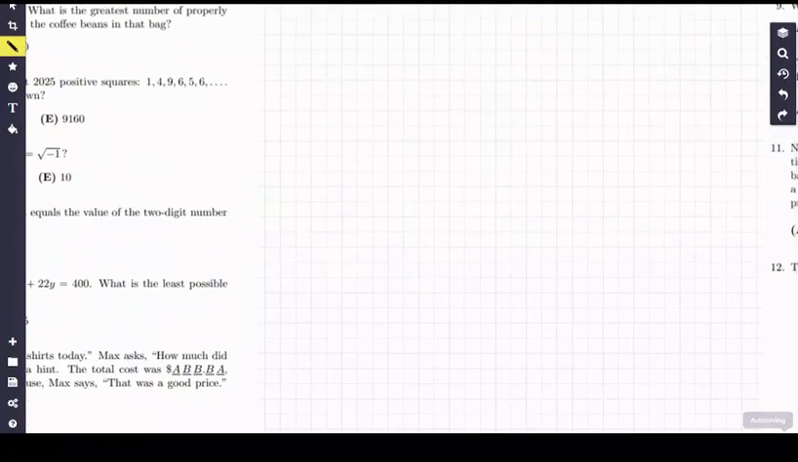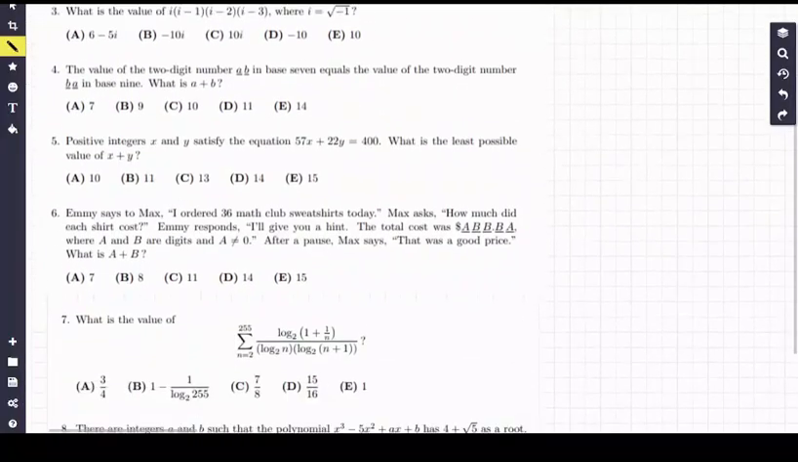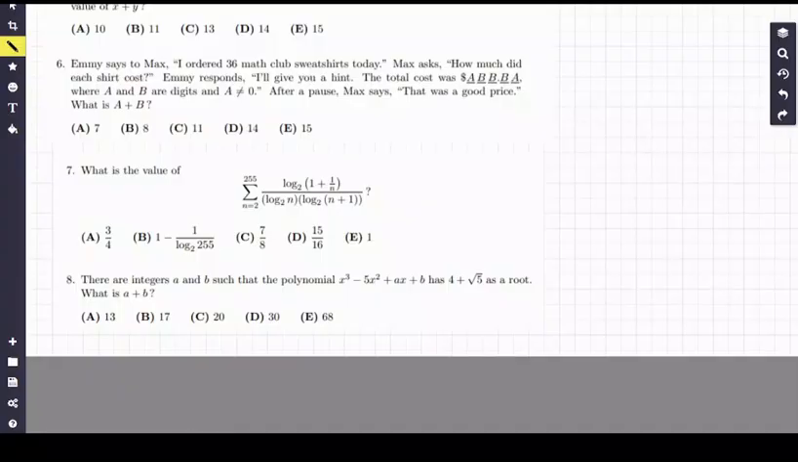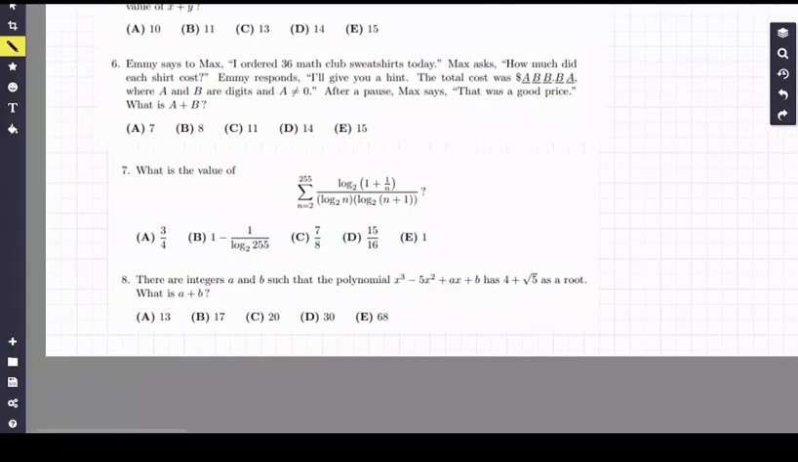And let's go ahead and do the next one. The polynomial x cubed minus 5x squared plus ax plus b has the root 4 plus root 5 as a root. What is a plus b? Okay, this is a decently interesting question. I am a little rusty at this.